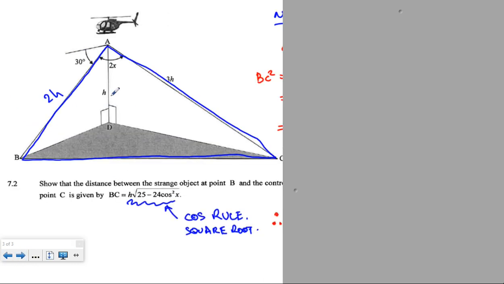Right. Now that we know this, we've got two sides and an included angle. Voila, cosine rule. Okay, and we've got this angle, so we want to use that. So let's start.